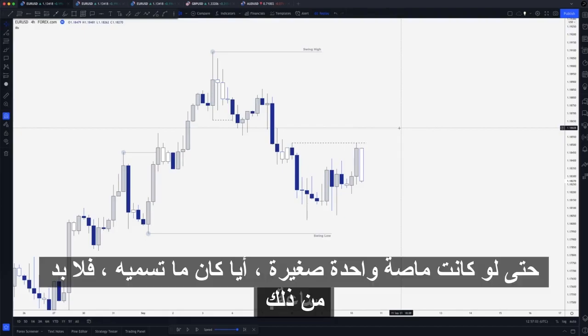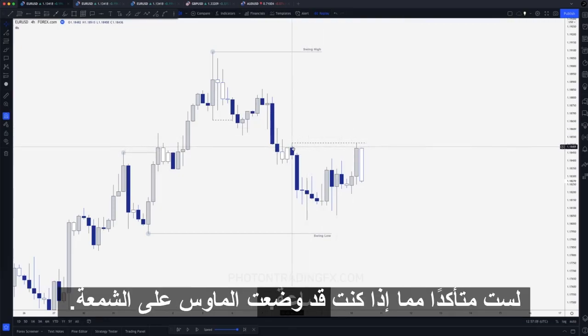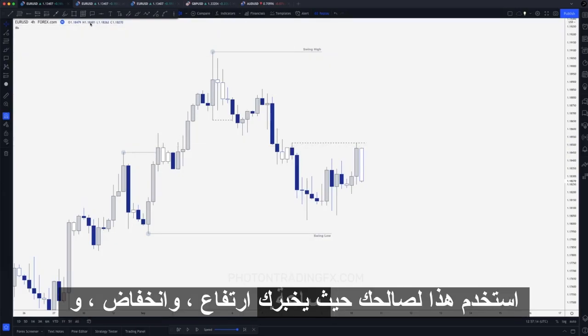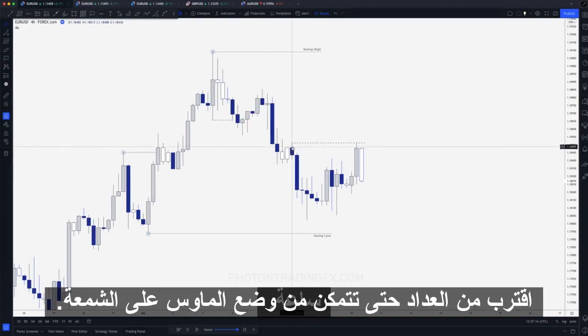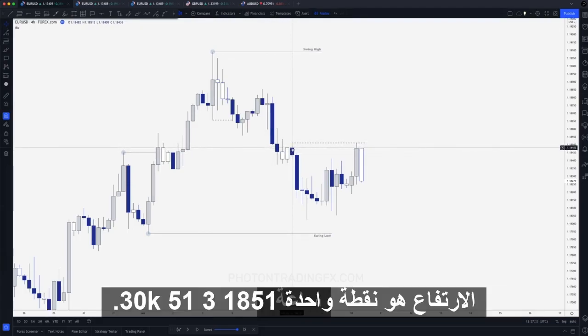Even if it's 1 micro pip, pipette, whatever you call it, it has to break it by 1 micro pip. So what you can do, if you're not sure, is put your mouse on the candle, then bring your eyes up to this top bit here. Use this to your advantage, where it tells you the high, the low, the close of the candle. So again, put your mouse on the candle, look up there. What does it say?